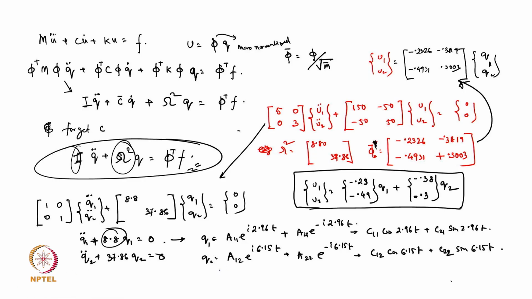So my equation was u1, u2 with these values. So I can say this is phi 1, this is phi 2, because this is nothing but phi 1, and this is nothing but phi 2. So phi 1 into.